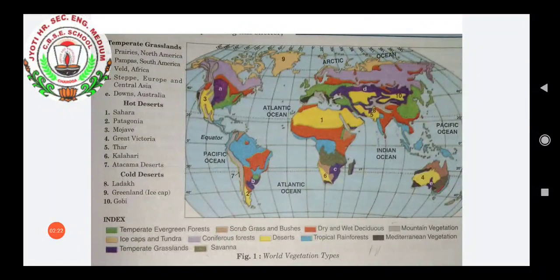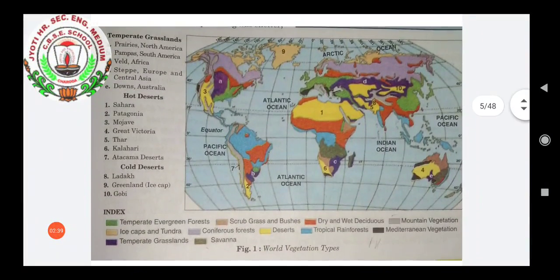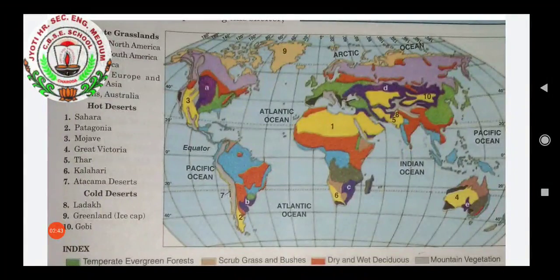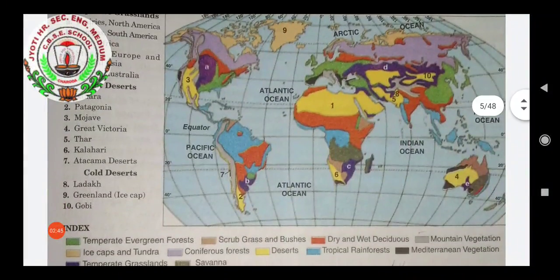Now, here in our book, some names of the temperate grasslands, hot deserts and cold deserts are given. Besides that, we are having one map. This map is showing the world vegetation types. If we see, we are having 11 types of vegetation in the map. When we see the green one, here you can see the index. First of all, the green box is given. So this green color is showing the temperate evergreen forest.